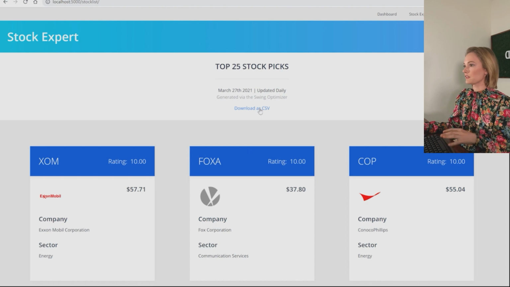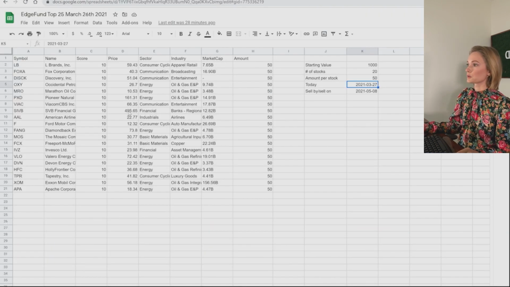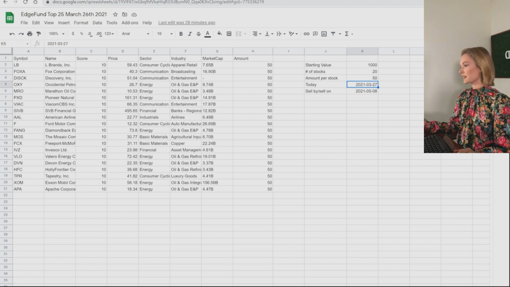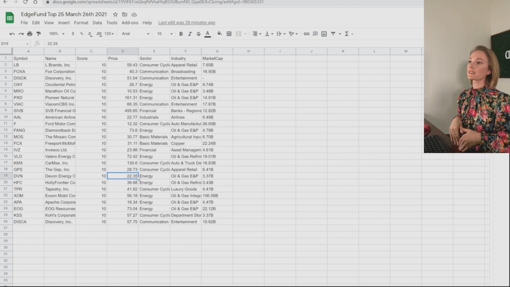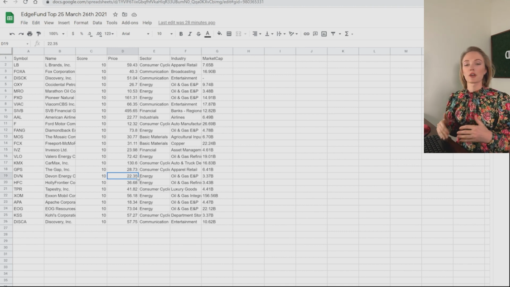I can download all of these as a CSV, and then I'm going to open it up in Google Sheets. In Google Sheets, I am going to be creating a list of all the stocks that I'm going to buy. I'll create this list on the day that I want to go and place my market orders for these stocks.